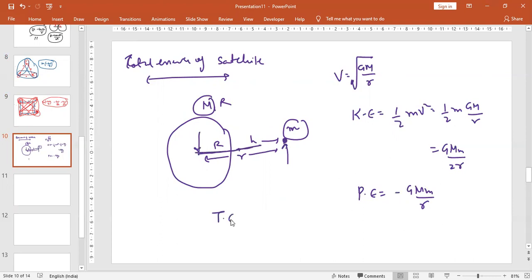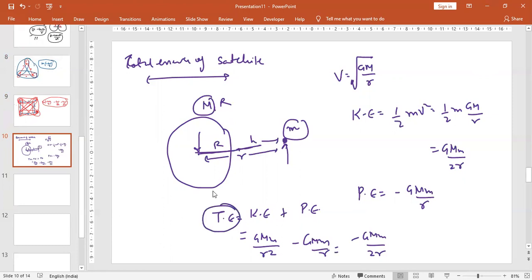So the total energy will be the sum of kinetic energy and potential energy. The kinetic energy will be GMm upon 2r, and the potential energy will be minus GMm upon r. So the total energy will be minus GMm upon 2r. This will be your total energy of the satellite.